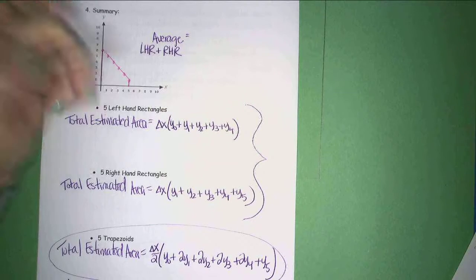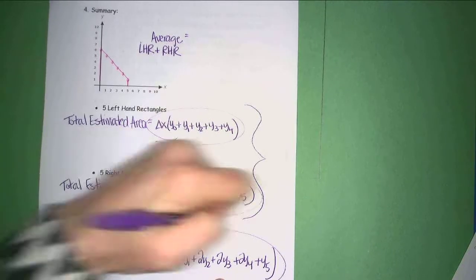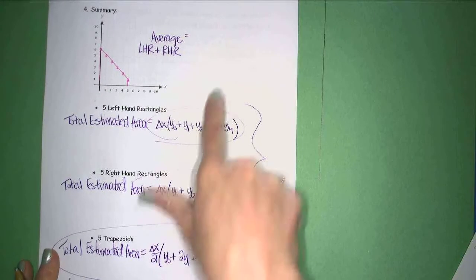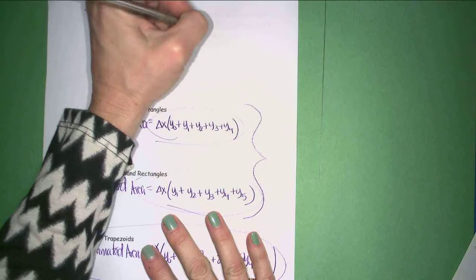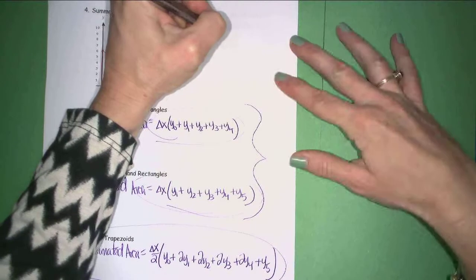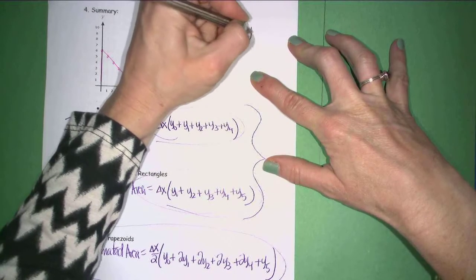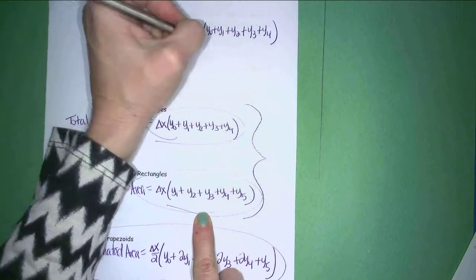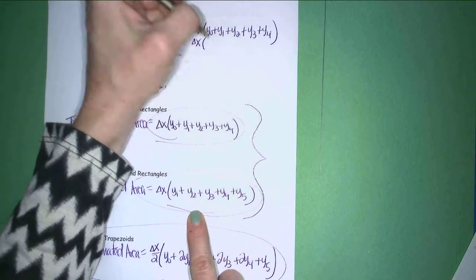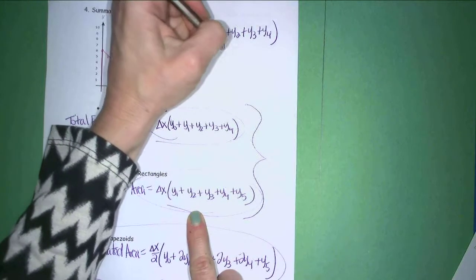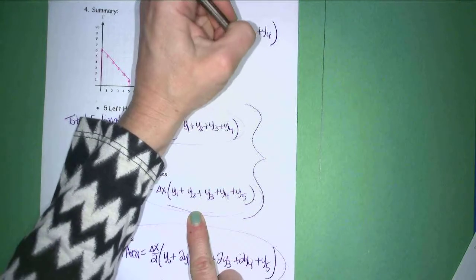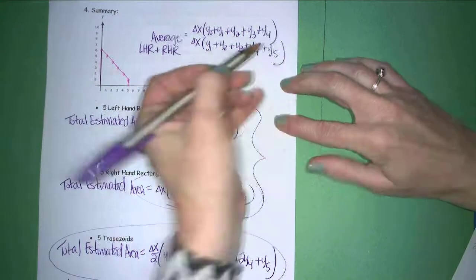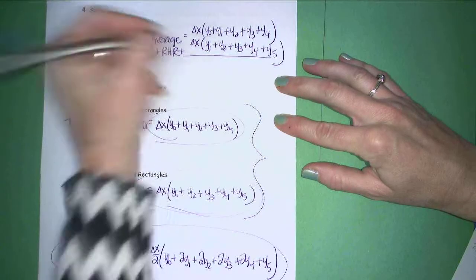I'm going to have to add this guy to this guy. So let me do it this way. I'm going to recopy this guy up here. So delta x times y sub 0 plus y sub 1, y sub 2, y sub 3, and y sub 4. And to him, I'm going to add this guy. Delta x times y sub 1 plus y sub 2 plus y sub 3 plus y sub 4 plus y sub 5. Okay, now when I add these together, it's kind of like adding like terms.